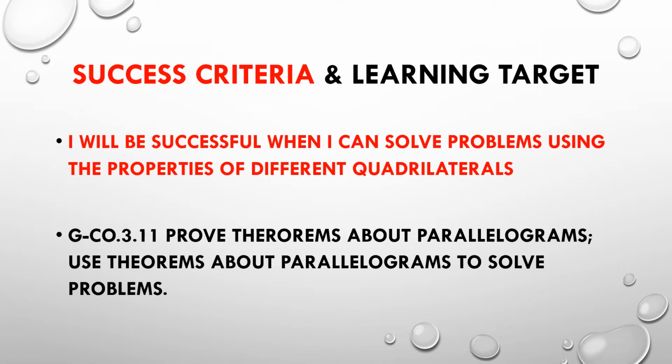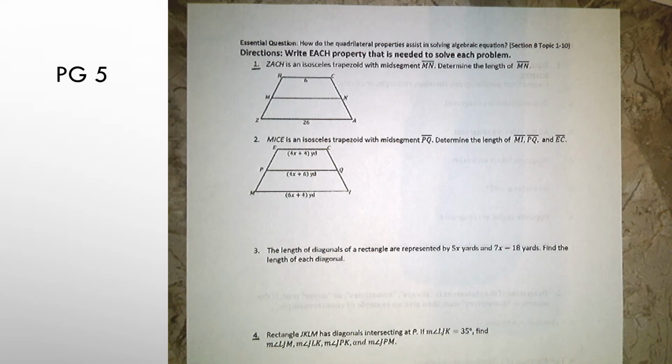So your success criteria for this one that you should be writing on your bell ringer is: I will be successful when I can solve problems using the properties of different quadrilaterals. So the different properties that we went over in the video before, now you're actually going to use them in different problems. And your learning target is still the same thing. It comes from GCO 3.11. You're proving theorems about parallelograms. Use the theorems about parallelograms to solve problems. So now you're actually doing that part where you have to solve the problems.